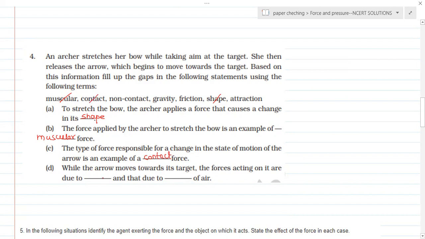While the arrow moves towards its target, the forces acting on it are due to dash, and that due to dash of air. So here the answer would be gravity, right? And friction of air. Gravity and friction of air, right?